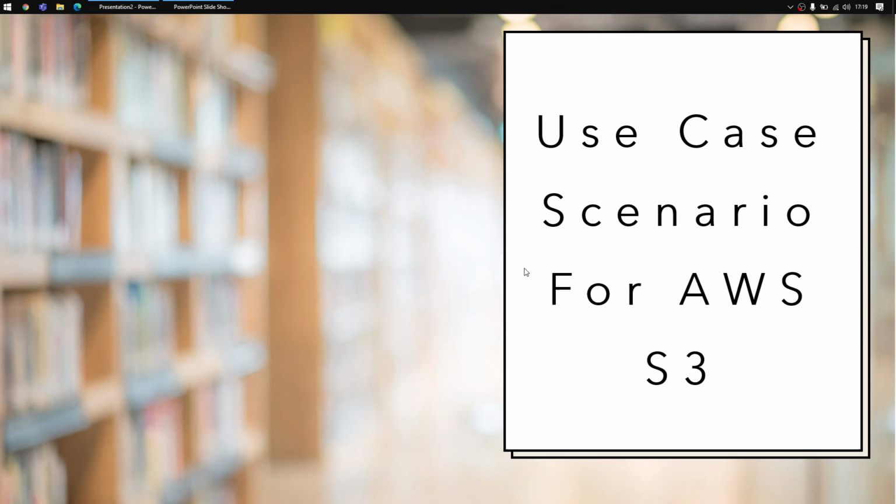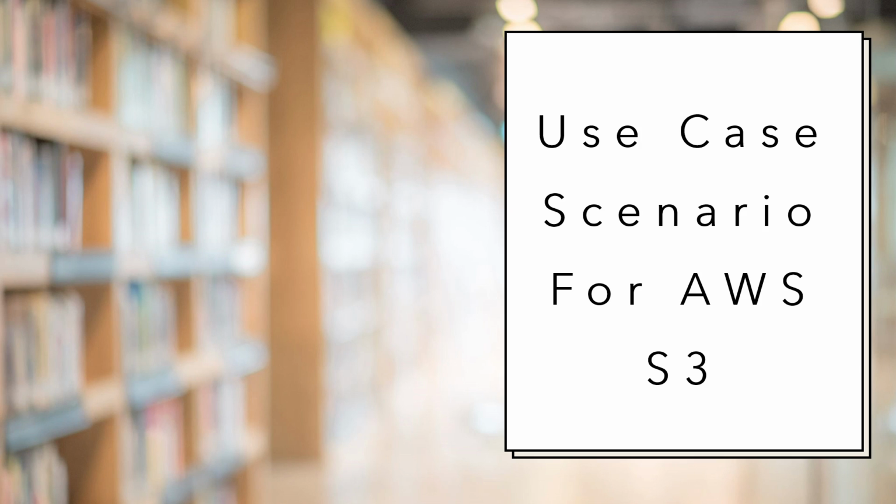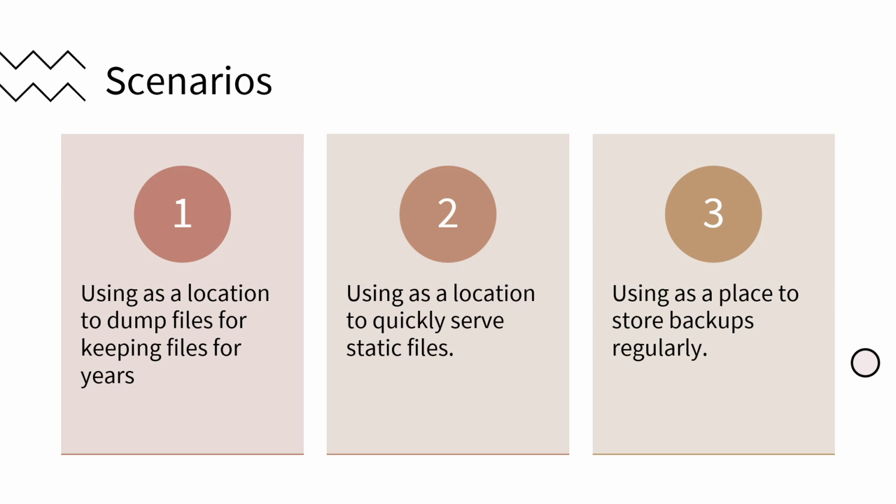Now what are the scenarios in which we can store the files? There are basically three. First is using this as a location to dump files, for keeping files for years. Suppose you are just generating new files but you want a location to store data. Here you can use S3.